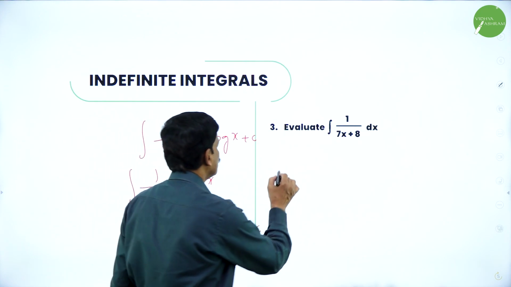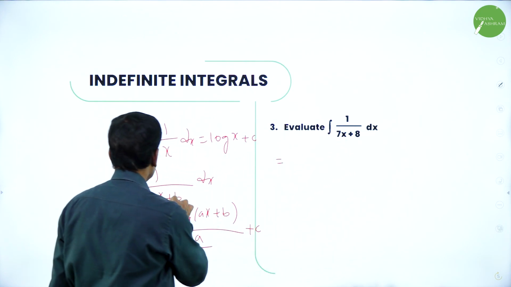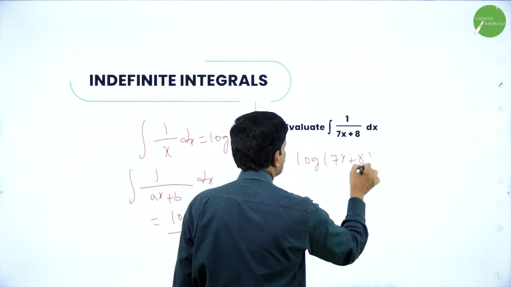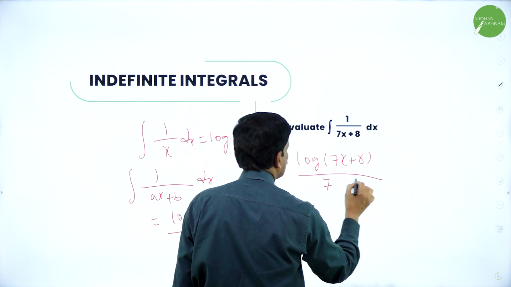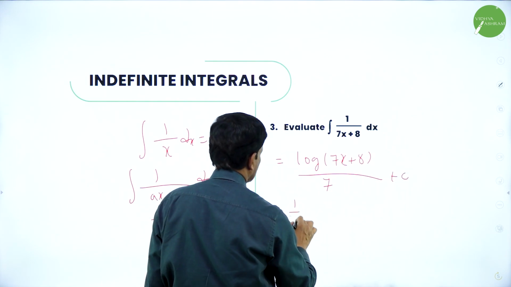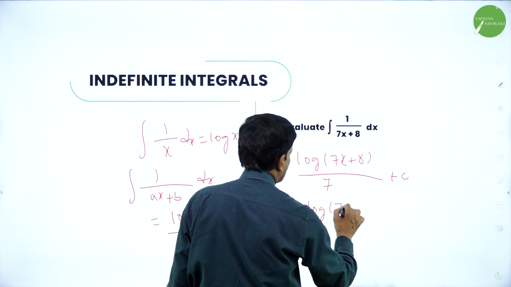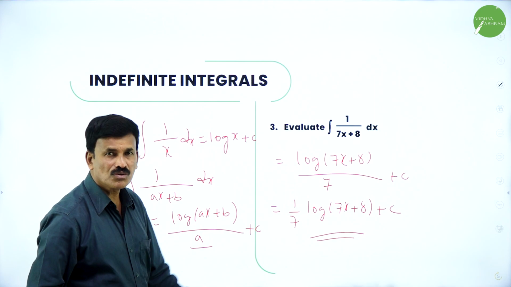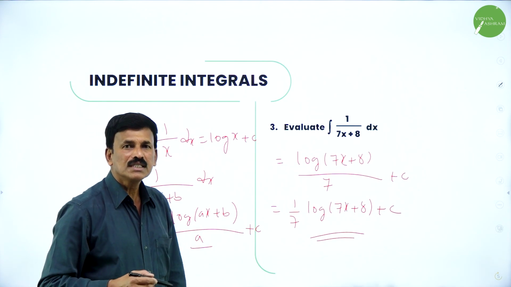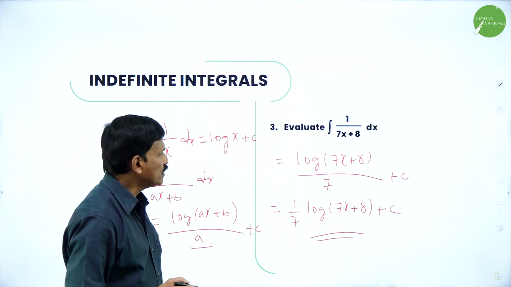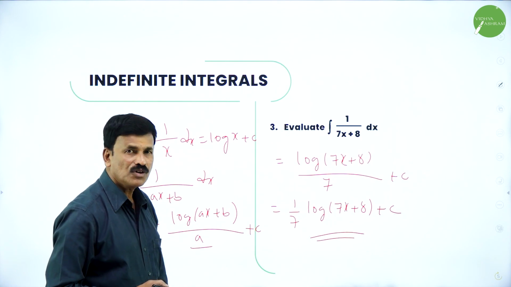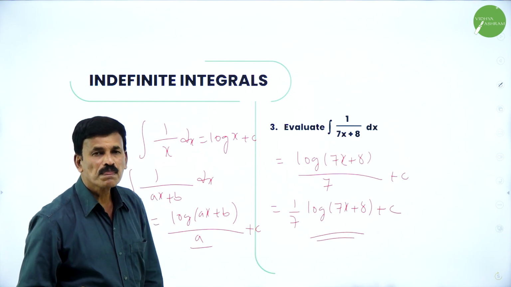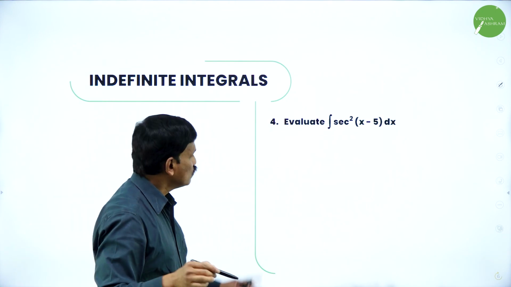So this is of the form integration of 1 over ax plus b is log of 7x plus 8 divided by a, where a is the coefficient of x, plus c. So this can be written as 1 over 7 log 7x plus 8 plus c is the integrated answer. 1 mark MCQ question, right? So integration of 1 over 7x plus 8 is log 7x plus 8 divided by 7, or 1 over 7 log of 7x plus 8 plus c is the integrated answer. Okay, hope you followed. Now move on to the next problem.